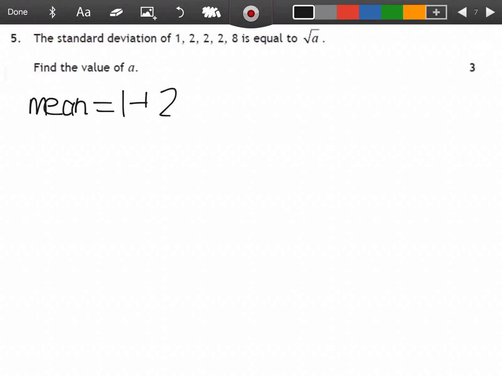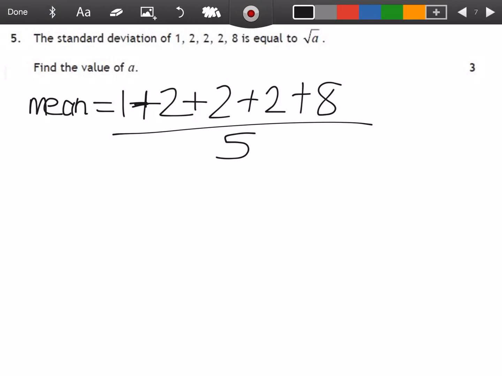To find the mean, remember you're adding up all the values. 1, 2, 3, 4, 5. There are 5 values, and we divide it by how many you've got. There's 5 numbers. We're going to divide by 5 here. And remember, it's non-calculator. Again, the numbers are doable. 8 and 2, 10, 15. This makes 15. Divided by 5. What's the mean? The mean is 3.